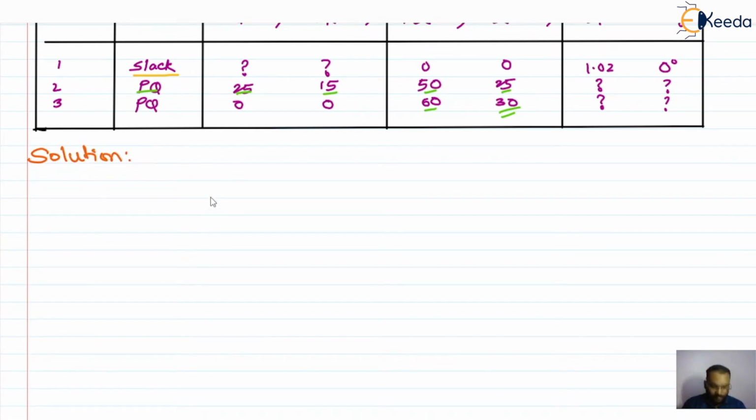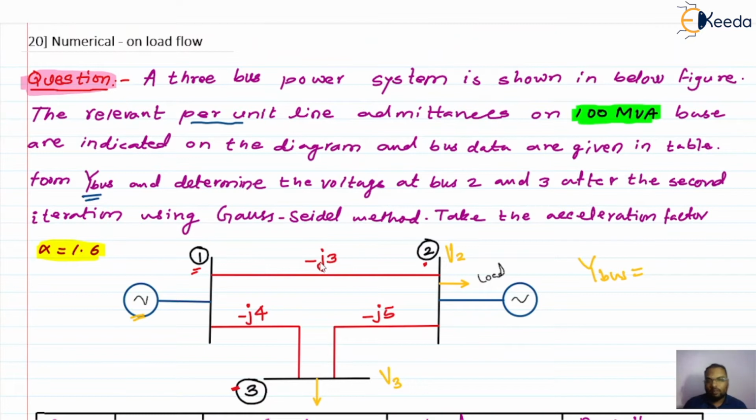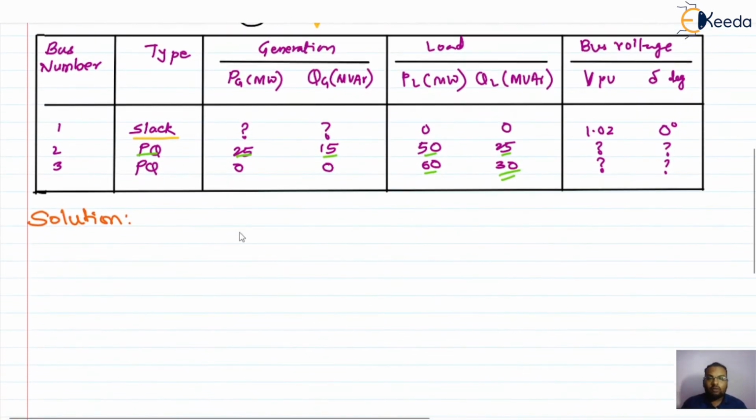Solution. One important point we have to take care of here is that the admittances are given in per unit, and the base is also mentioned. But you see here the real and reactive powers are mentioned in actual values, not in per unit. So let us first convert these actual values into per unit values, so that we will get the voltages at bus 2 and bus 3 in per unit. In power systems, we do calculations in the per unit system only, because it has advantages over using actual values. So let us first convert the real power and then the reactive power on bus 2 and bus 3.